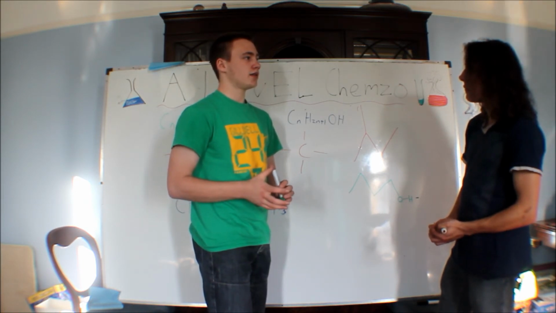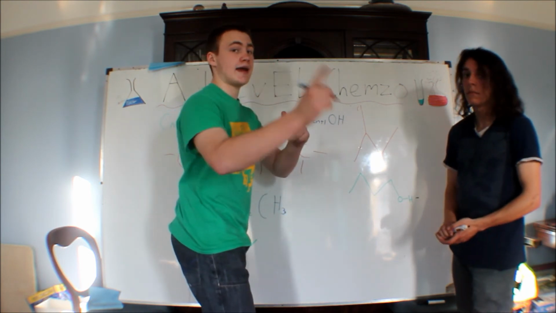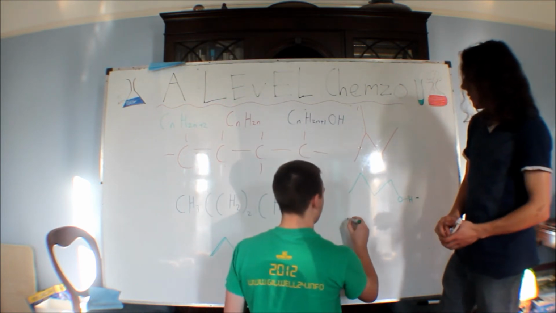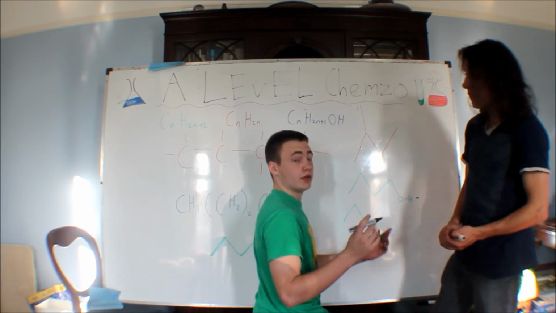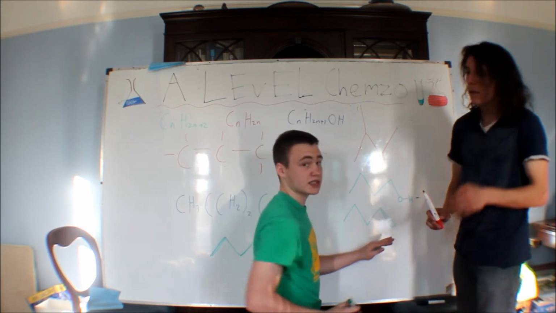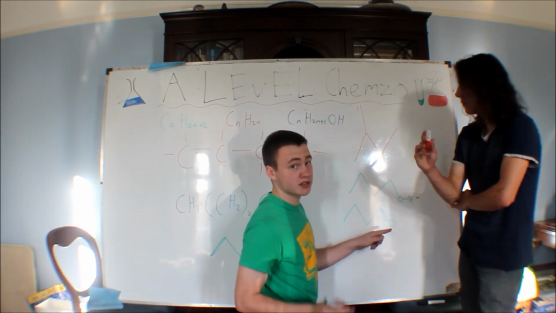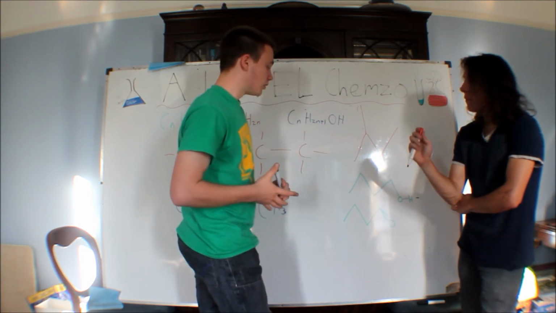Next was aldehydes, I think. That's where there's a double bonded O at the end. If we have butane like that, you don't have to put the H, you just put the double bonded O. Again, if you miss out the O, it will be assumed that there's a carbon there, so make sure you put the O. So that'll be butanal.